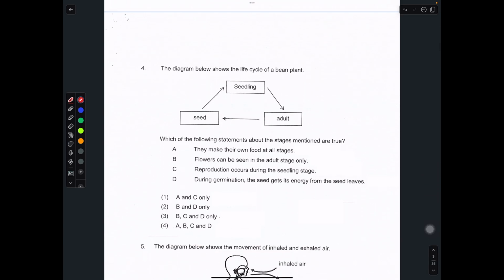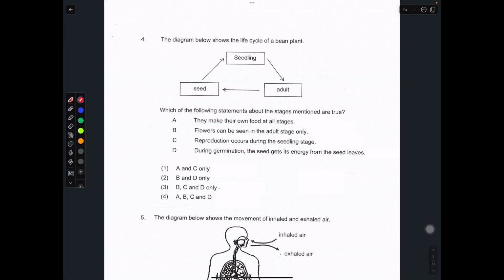Okay, moving on. The diagram below shows the life cycle of a bean plant. You have seed, seedling, and adult. Which of the following statements about the stages mentioned are true? They make their own food at all stages. No, seed cannot. Flowers can be seen in the adult stage only. Definitely true. Reproduction occurs during the seedling stage. No. Adult stage, only adults have fruits and flowers, and they can reproduce.